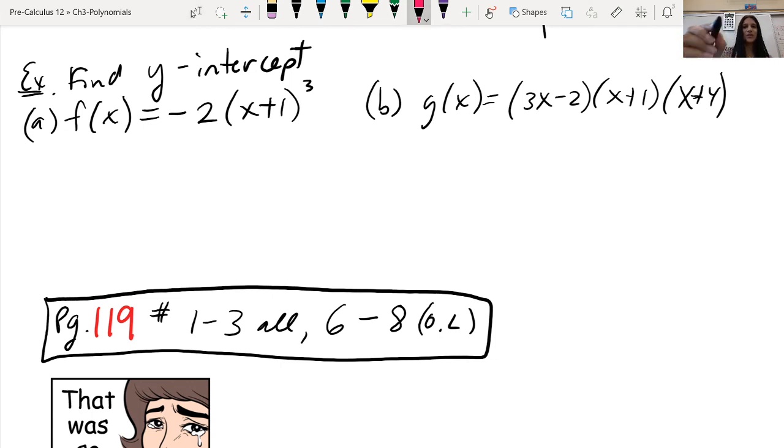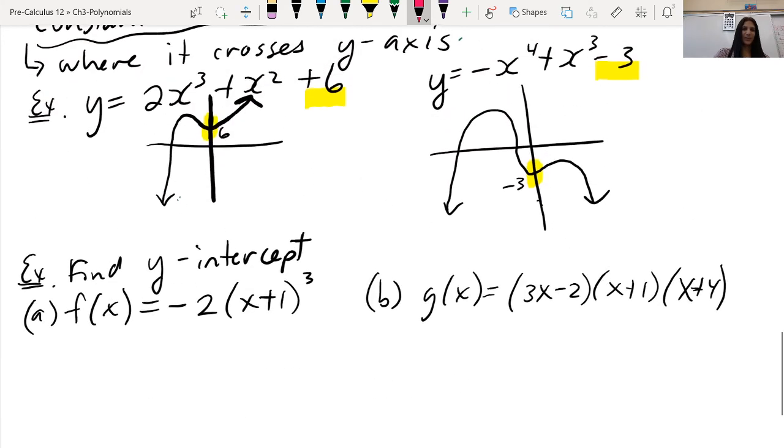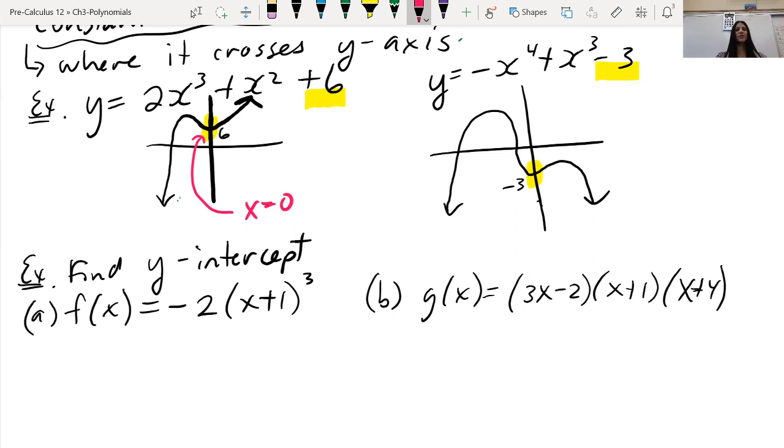So I just want to use some previous knowledge that you know, and that's like, maybe I'm going to look back at the graph, but what do we know about the y-intercept? What we know is that it's the point where it crosses the y-axis. So that also means that that's the point where x is always equal to 0. Always, that's going to be the case. For it to be a y-intercept, x has to be equal to 0.